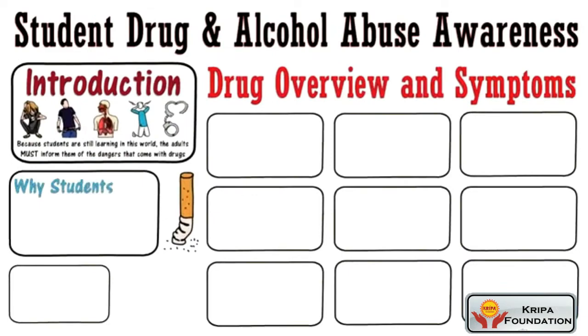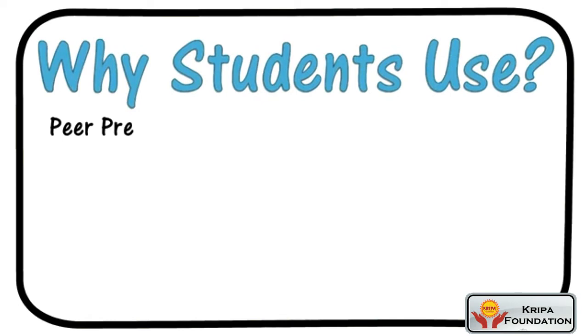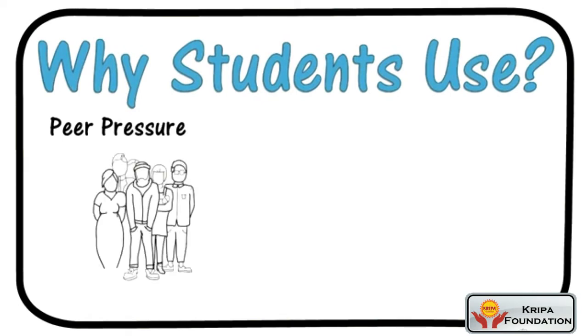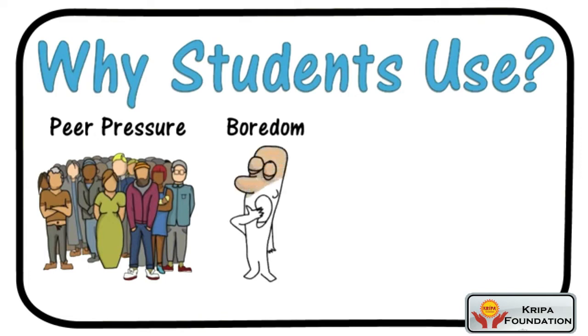Peer pressure is one of the most common reasons. Students pressure their friends into using drugs, and it may be an individual friend or a group of friends. Another reason is simply boredom. Students may view drinking and drugs as a good time, yet not realize its unintended consequences.